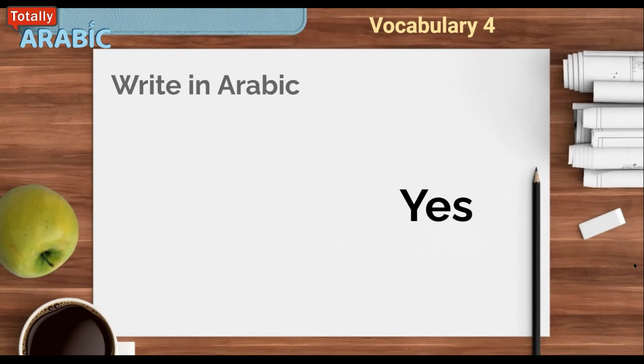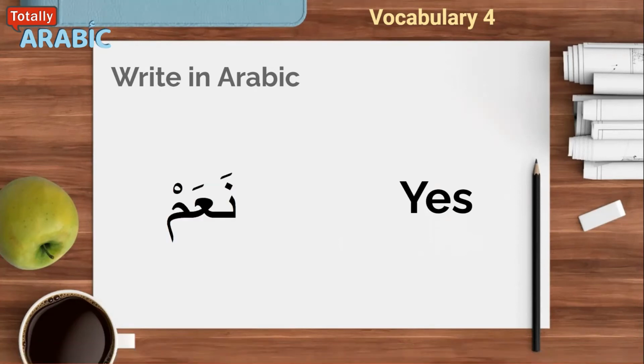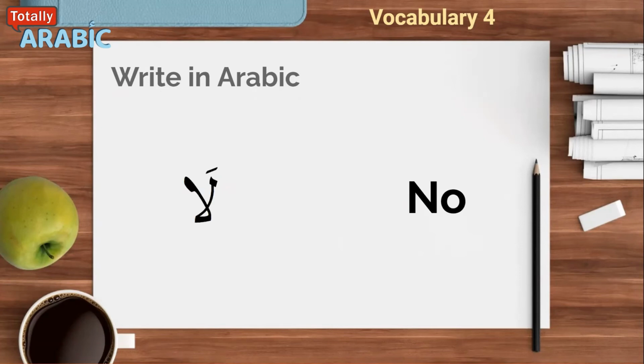Yes is on the screen. 3 letters. No is on the screen. 2 letters. Or is on the screen. 2 letters.